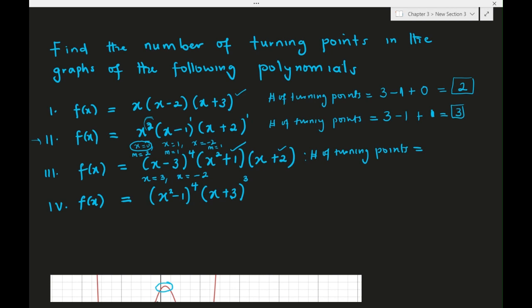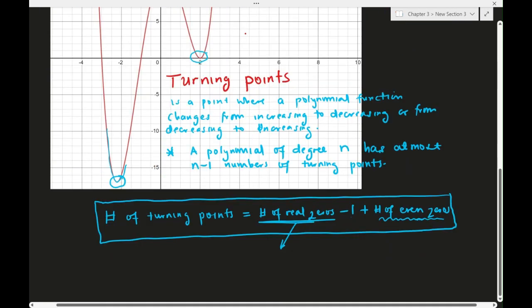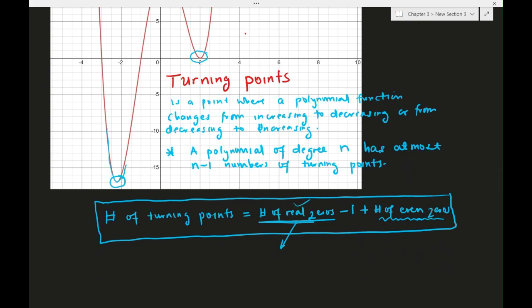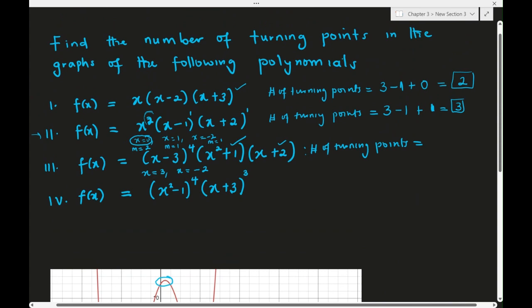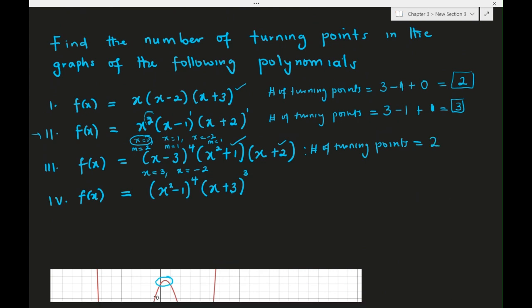it's simply going to be how many real zeros? Again, look at the formula. Number of what? Real zeros. You need the real zeros. So how many real zeros do we have? We have only 2 real zeros, which are x equals 3 and x equals minus 2. So it's just going to be 2, then what?